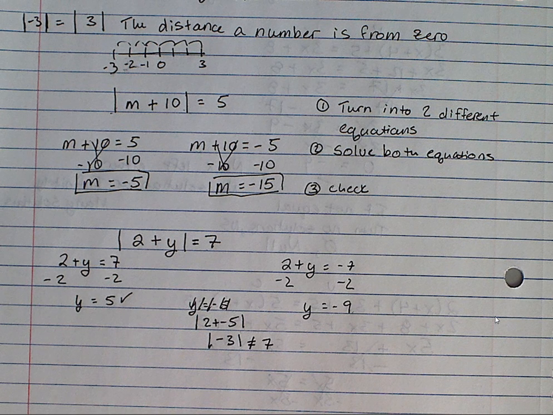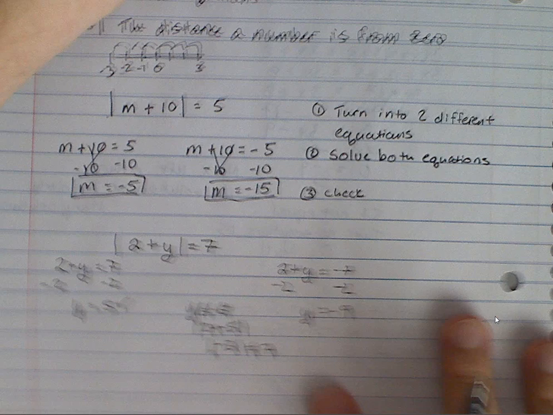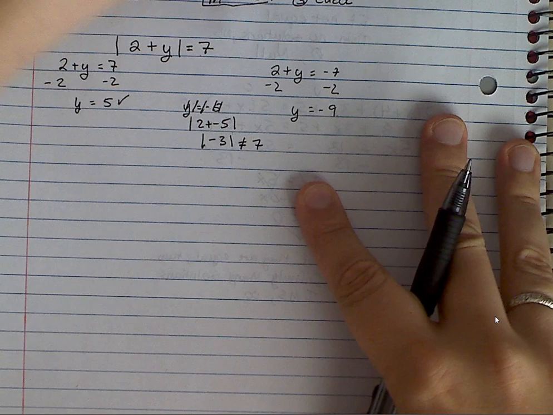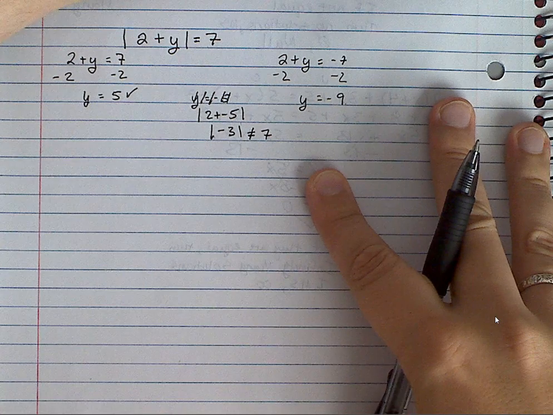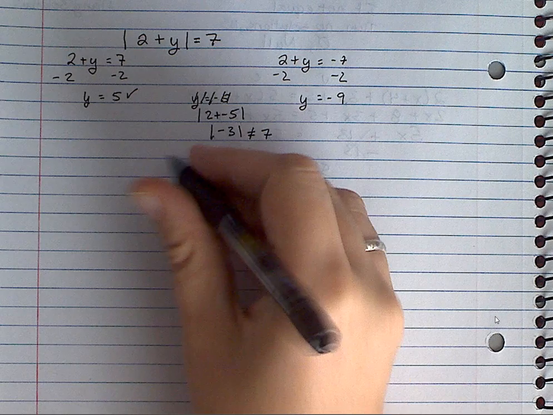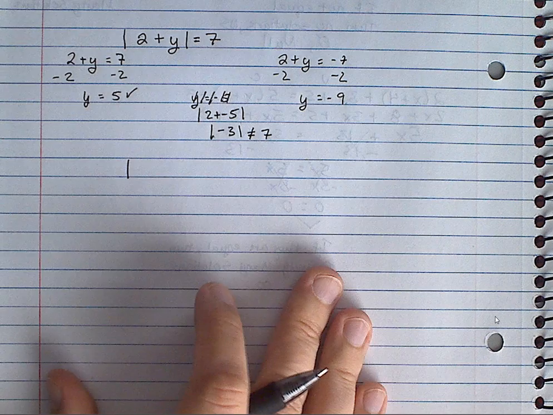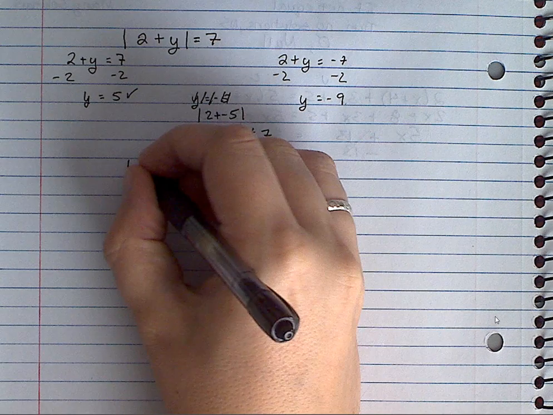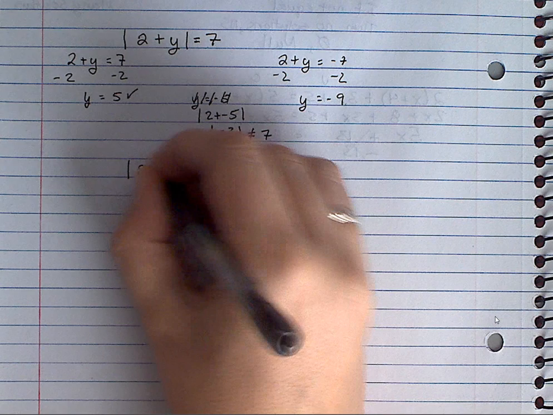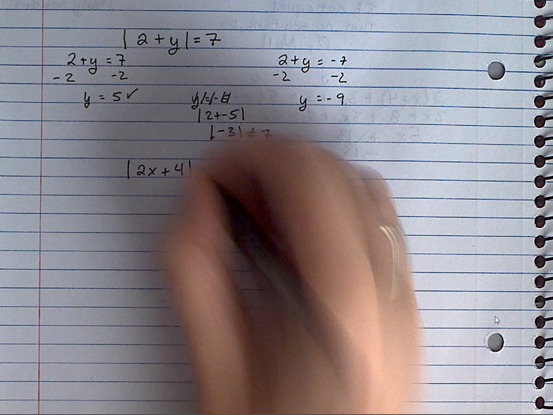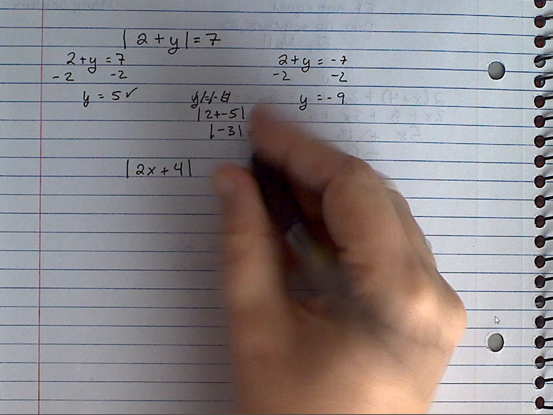Okay. Let's try one that's a tiny bit more difficult. It's a skosh. Just like a half a turn more difficult. Okay? So this isn't too bad though. You guys can totally do this. So let's do the absolute value of 2x plus 4 is equal to 12.